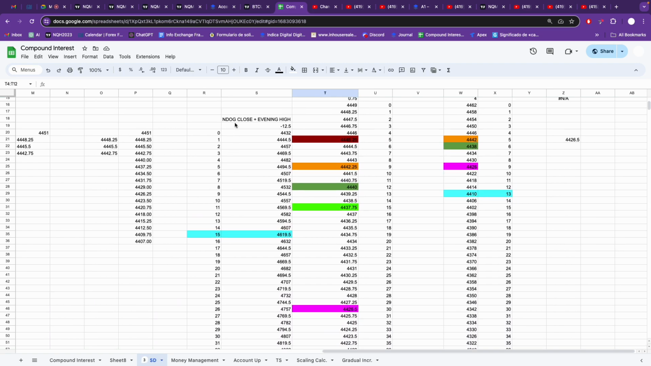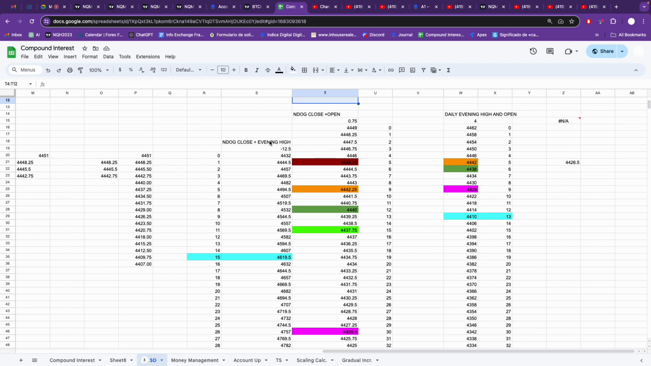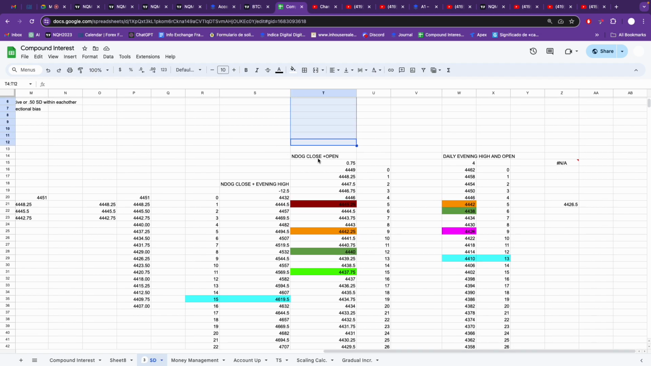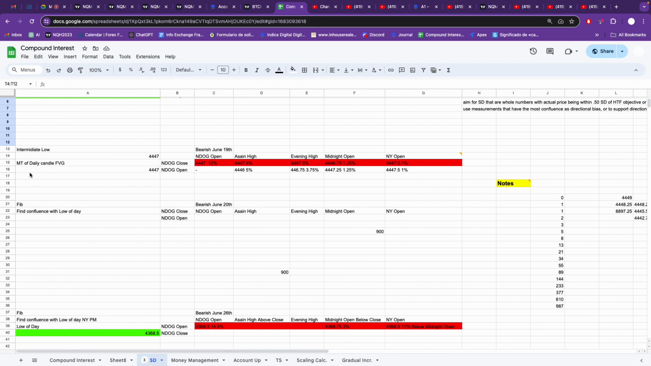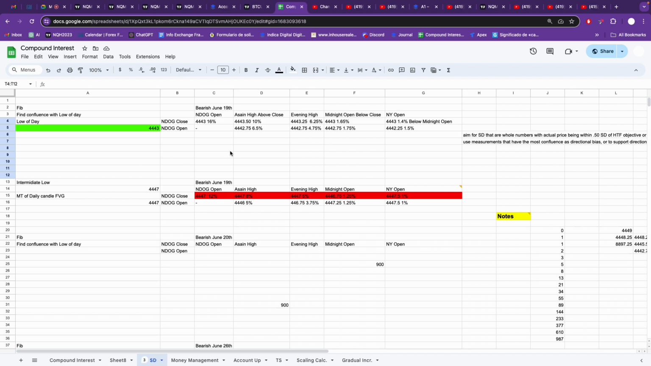Taking a new day opening gap, close, and an evening high. New day opening gap, close, in the open. Asia above high close, evening high, midnight open, below close. So I would use this as my anchor and measure from the new day opening gap close to these: the high in Asia, the evening high, the midnight open, close, or the New York open.